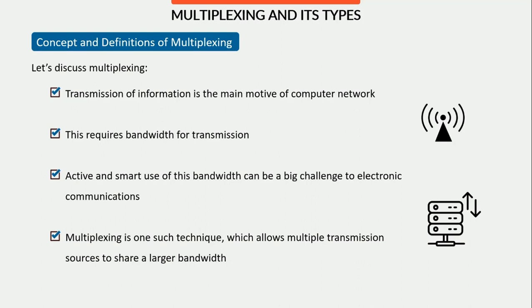So basically, multiplexing requires the better utilization of the bandwidth, and that is a big challenge because bandwidth has a cost involved, and when the cost is involved we need to manage that particular thing with efficiency. So that is why multiplexing is required, and it is a technique which allows multiple transmission sources to share the larger bandwidth, because the bandwidth is there, and if we are not sharing it, it cannot be used with efficiency. So that is why multiplexing is required.